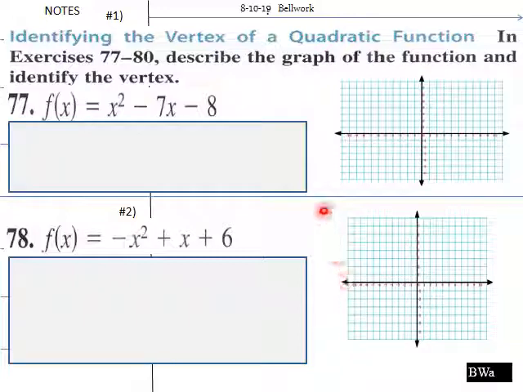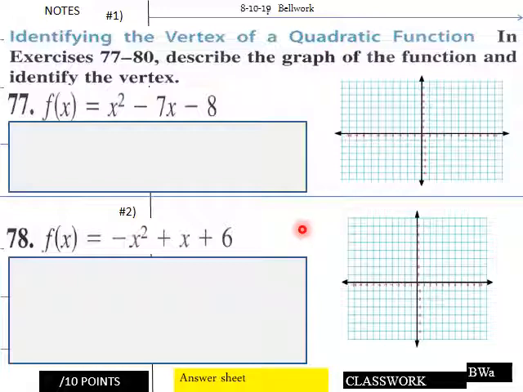Okay, welcome back, students. Hopefully these are completed. Let's go over them now. For the first one here, x squared minus 7x minus 8. So to do this, we're going to complete the square here. 7 over 2 squared minus 81 over 4 here.